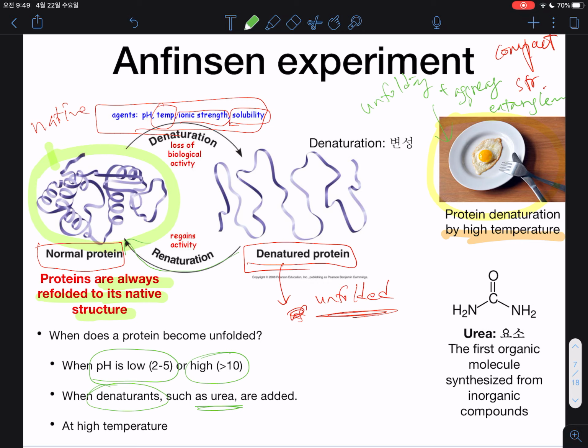So if you heat protein, they change their structure. And urea is a molecule like this, right? And just one trivia: urea is the first organic molecule synthesized from inorganic compounds.